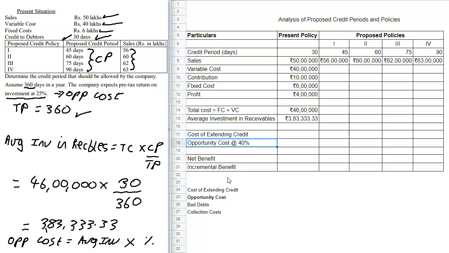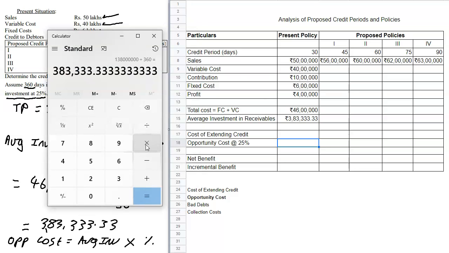So was I right to take 40% as opportunity cost? How much is opportunity cost given to us in this question? 25%. Okay, so we must write 25%. And we will multiply that 25% into 3,83,333. Okay, so on the calculator, you will take 3,83,333 into 25% or into 0.25. We get 95,833.33, which I am then putting over here as the opportunity cost.